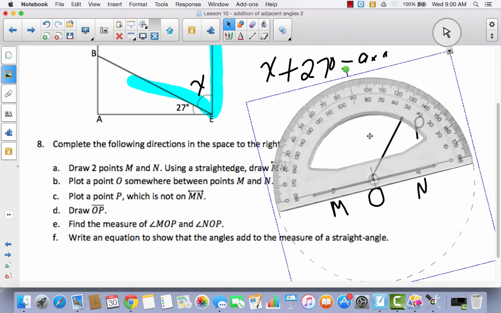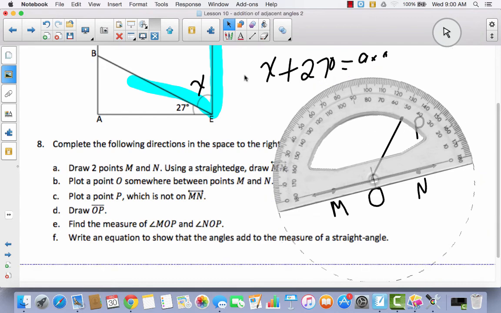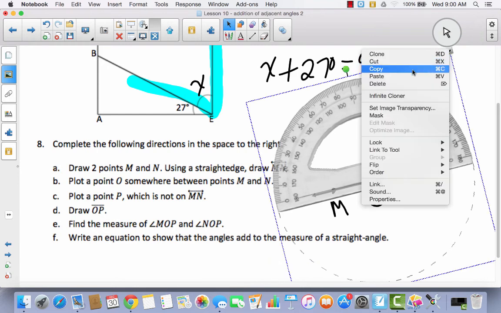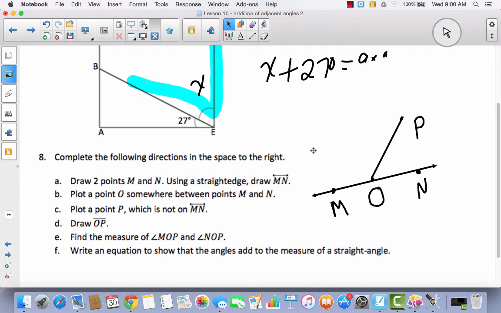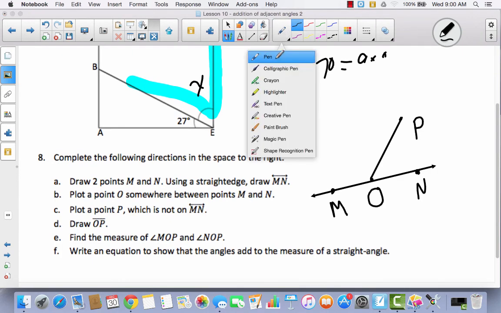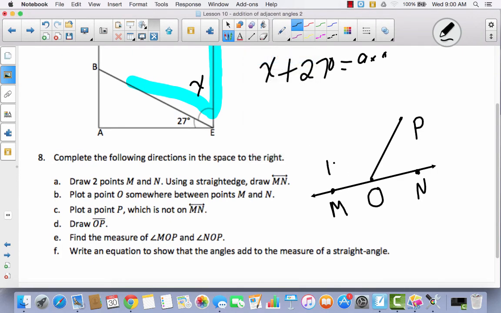All right, so NOP looks like it is 50 degrees, and MOP is 130 degrees. So I'm going to go ahead and mark that before I forget. All right, so 130 and 50. So I've got 130 degrees and 50 degrees. So you go ahead and be measuring yours. And again, yours is not going to be like mine because we drew ours differently, and that's okay.